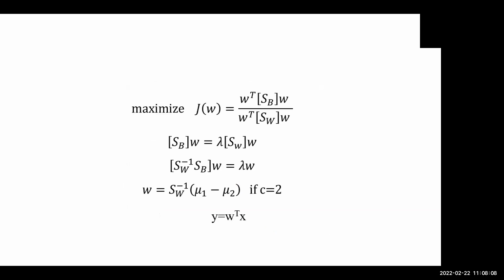So we can find the vector that's going to give us the maximum distance between the means at the same time as the smallest standard deviation for each individual class. And this is one way of calculating it. And with that, we know which W we want to use.